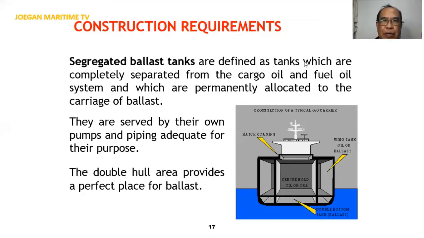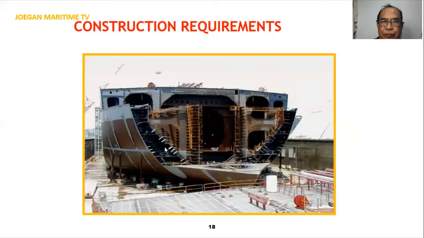Construction requirements. Segregated ballast tanks are defined as tanks which are completely separated from the cargo oil and fuel oil system, and which are permanently allocated to the carriage of ballast. They are served by their own pumps and piping adequate for their purpose. The double hull area provides a perfect place for ballast. These are some of the pictures of the construction of a vessel.